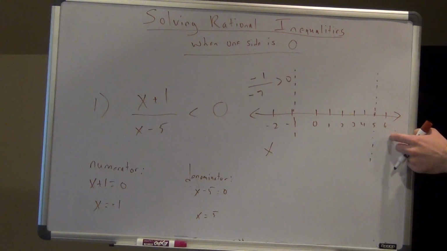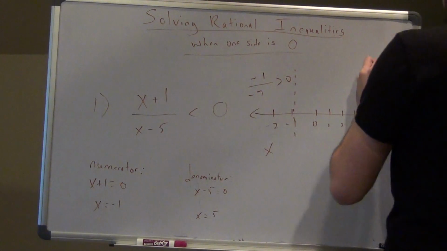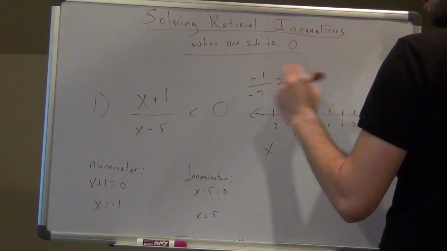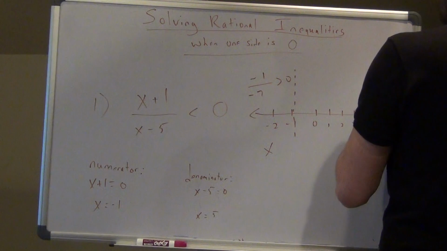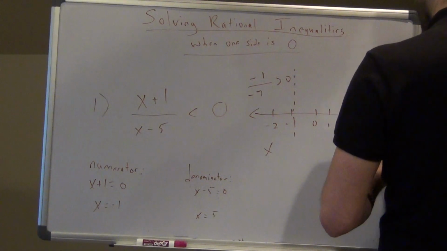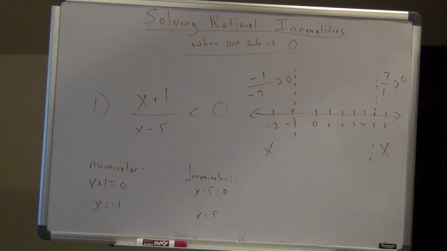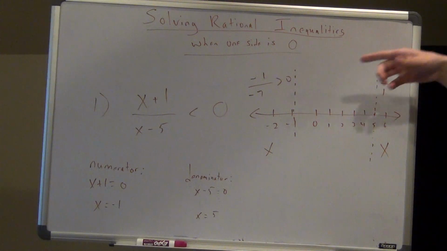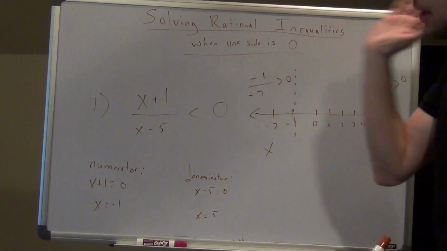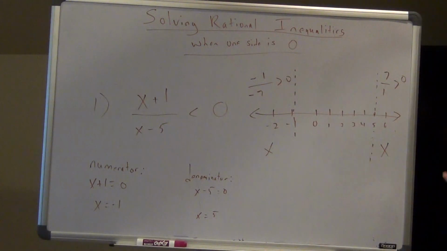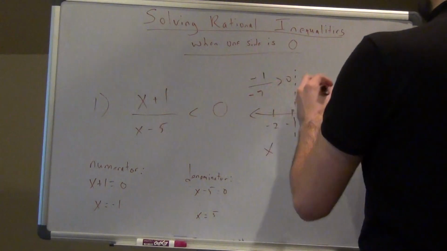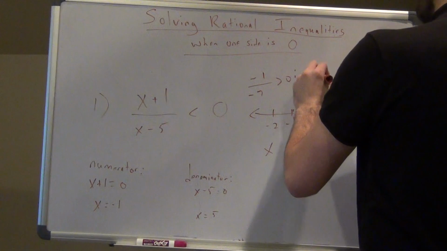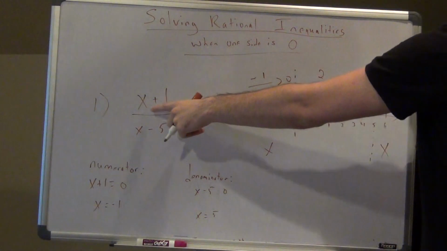All right, so let's go on this side. Let's try plugging in 6. We get 6 plus 1 is 7, 6 minus 5 is 1. That's also going to be greater than 0, so that interval doesn't work. Anything greater than 5 is going to be greater than 0. Anything less than -1 is not going to work. Well, let's hope the middle works, and then we have our solution. So let's try 1. Let's plug 1 in. We get 2 over 1 plus 1 is 2.